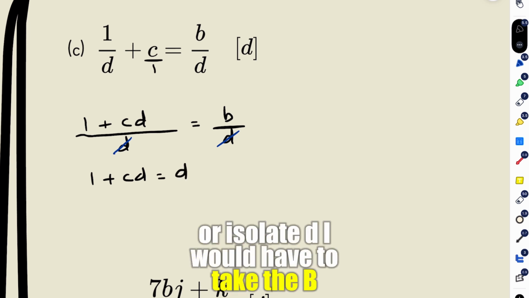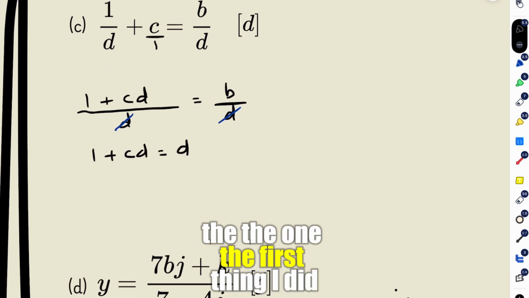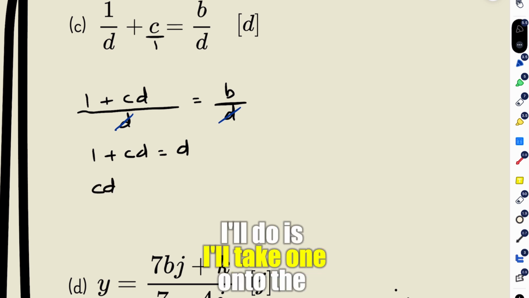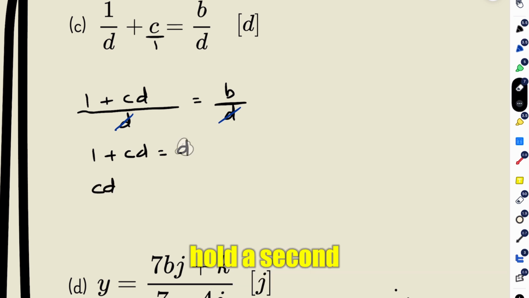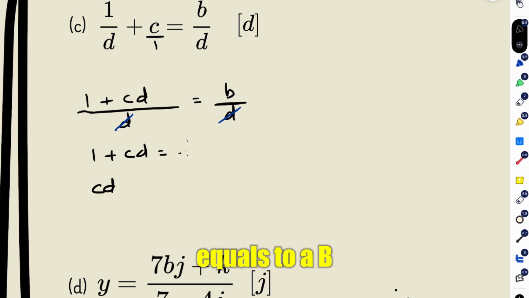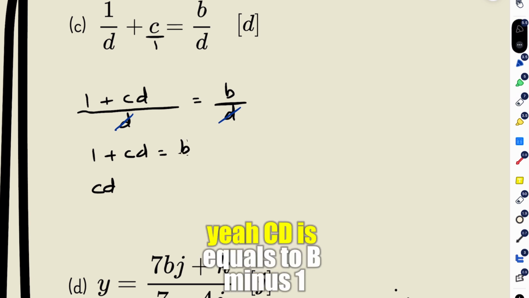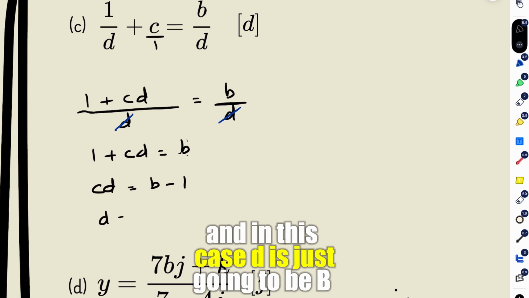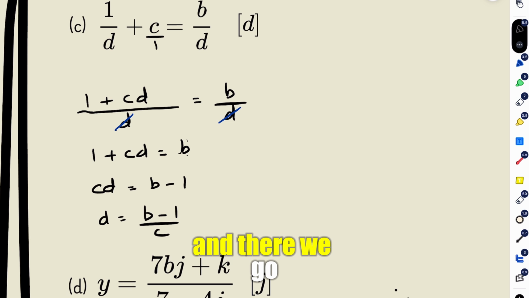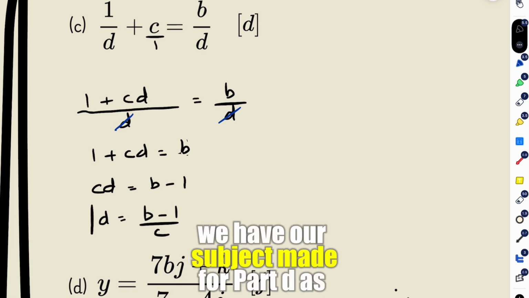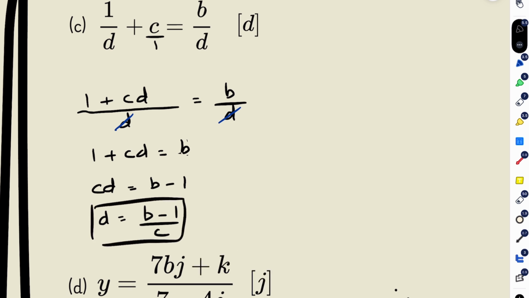So I could simply say 1 plus CD is equals to B, or isolate D. I would have to take the 1. The first thing I'll do is I'll take 1 onto the other side. Hold a second, I just have to correct that. Yeah, CD is equals to B minus 1. And in this case, D is just going to be B minus 1 over C. And there we go. We have our subject made for part D as well.